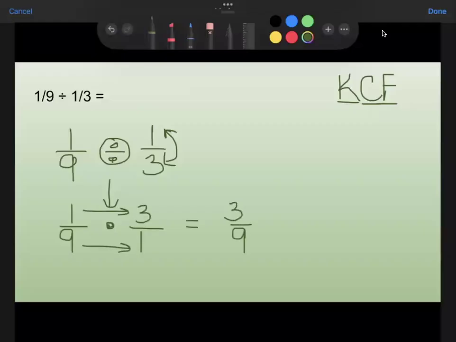Now, if you get an answer that can be simplified, you should go ahead and do that. So even though 3/9 is correct, it's not quite simplified because I can divide both the top and the bottom by 3. So I'm going to go ahead and do that. 3 divided by 3 is 1, and 9 divided by 3 is 3. So the answer would be 3/9, or the simplified version would be 1/3.